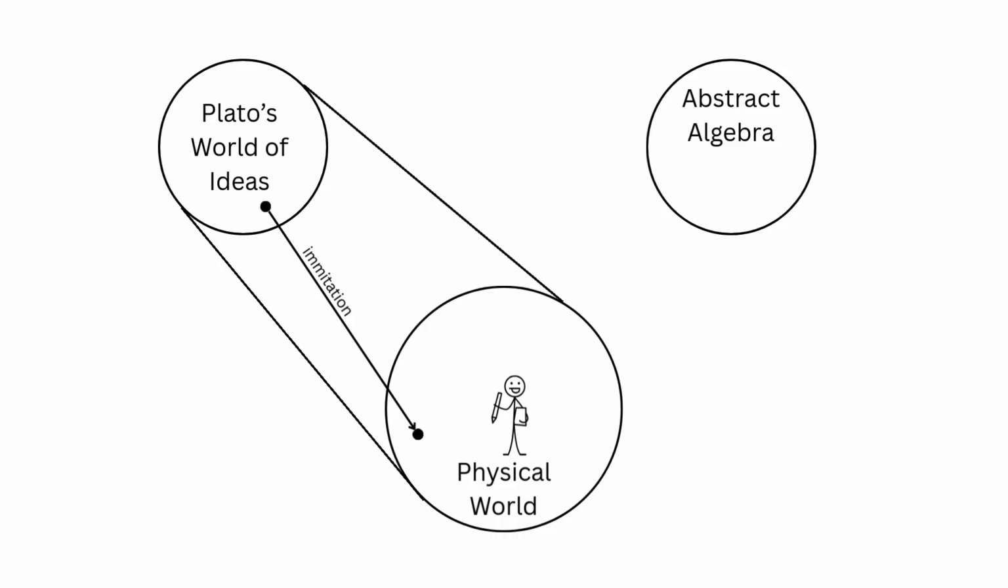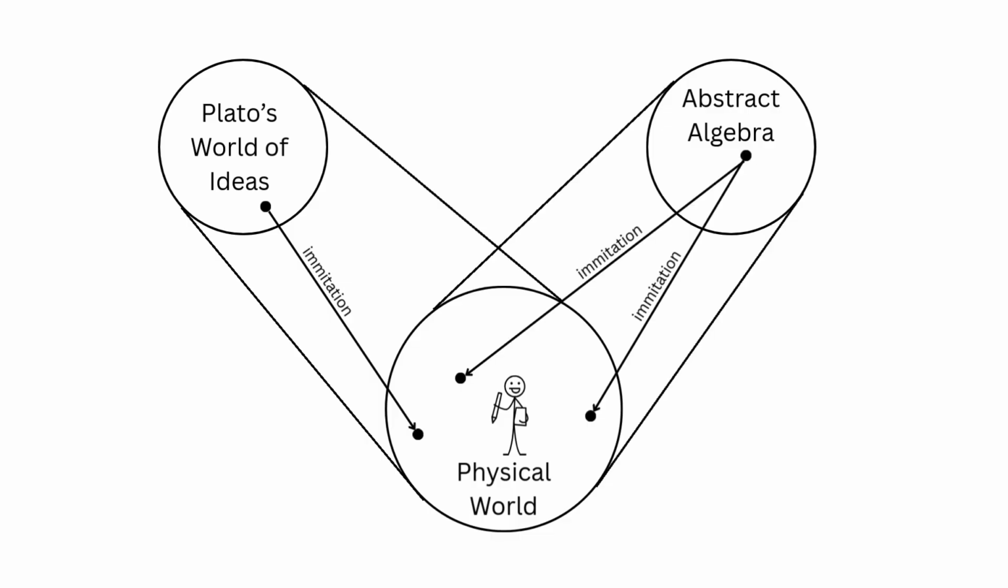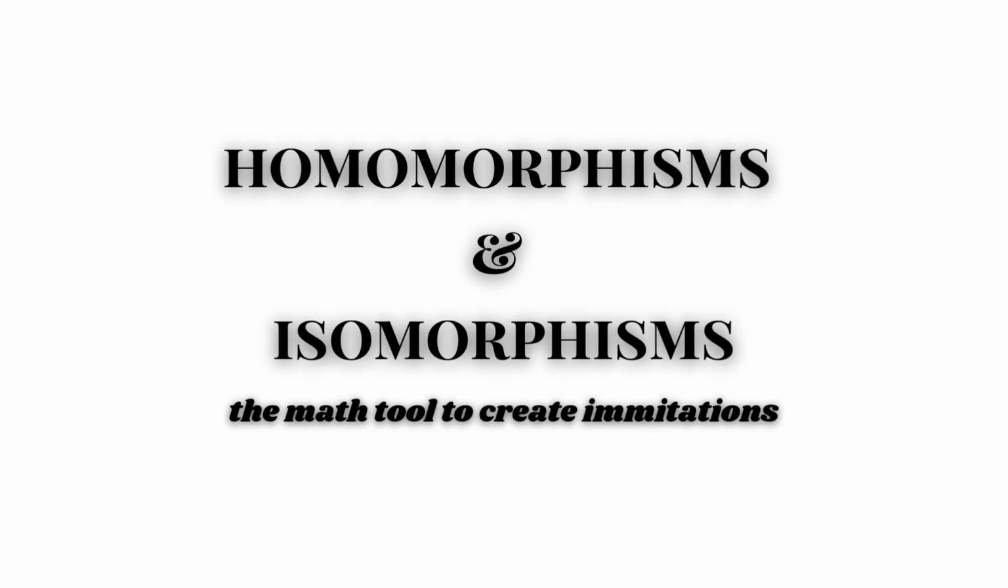Similarly, abstract algebra is a world of ideas. In the abstract form, this world is not accessible to us. However, when we apply abstract algebra, we use imitations of the abstract concepts using familiar objects within our physical world. In math terminology, these imitations are known as realizations. My goal in this video is to explain how the imitations are created.